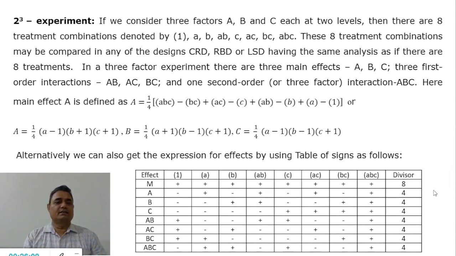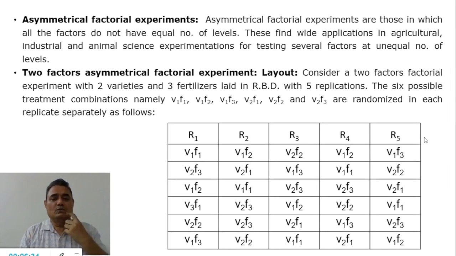Similarly, other effects can be computed. Very simple procedure is there. Of course, we are using computers nowadays, so you need not worry about how you compute the sum of squares. You should know what it means, what the effect actually is. So we will discuss in a practical session how you compute these effects as well as their sum of squares. Now moving towards asymmetrical factorial experiment.